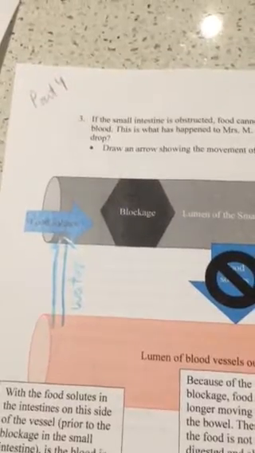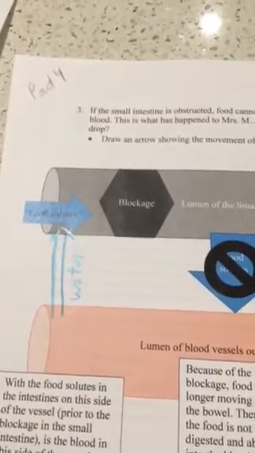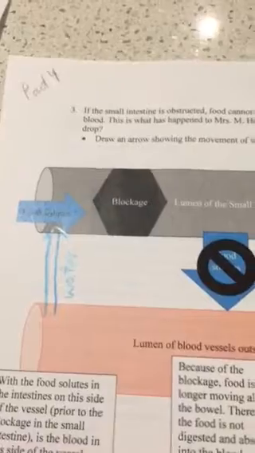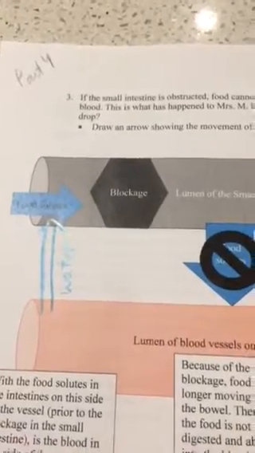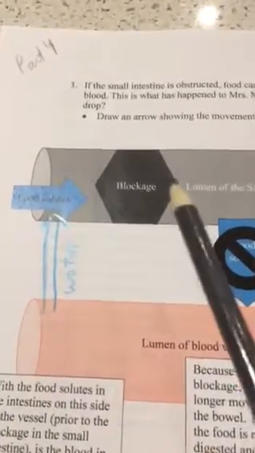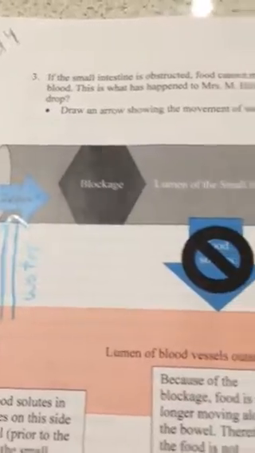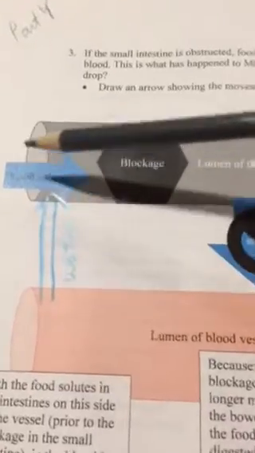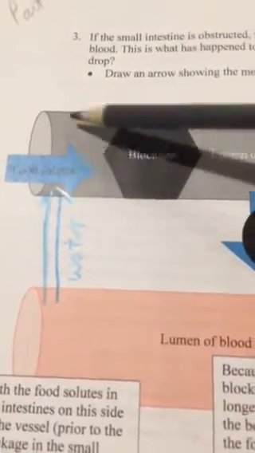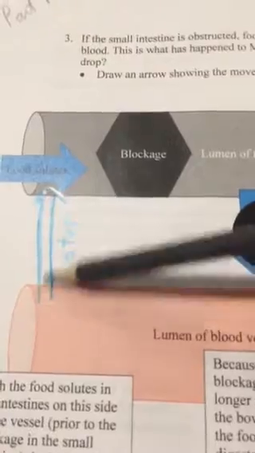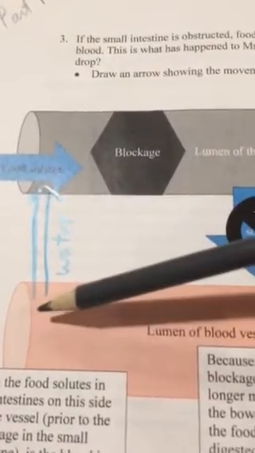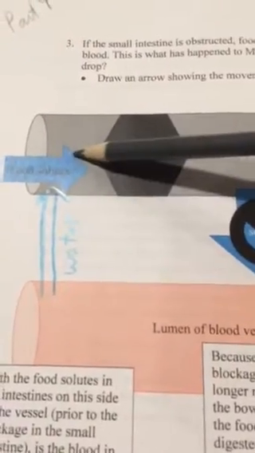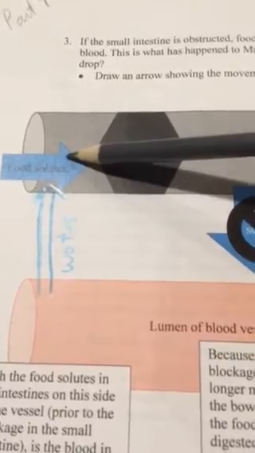So this is Osmosis in the Bowel Part 4. I went ahead and drew my arrows on to make this a little bit easier. So now we're going to see what happens when we have a pathology. So here's the small intestine, lumen of the small intestine. Food solutes are entering because we've eaten something. When food solutes enter the small intestine, it makes it salty. Water follows salt. So water will move from the bloodstream into the small intestine right here.